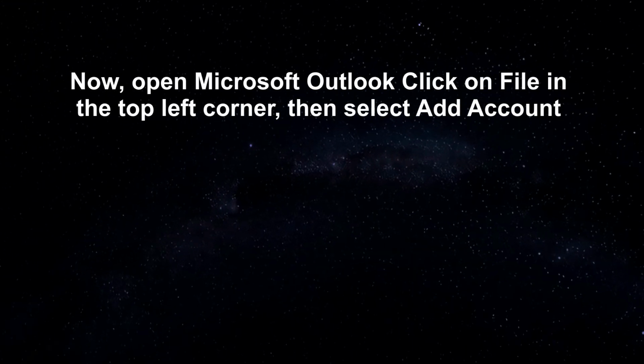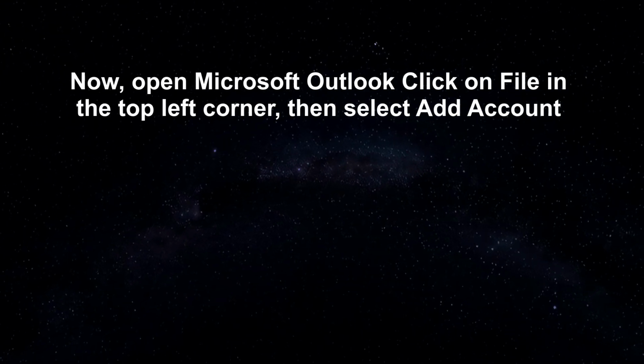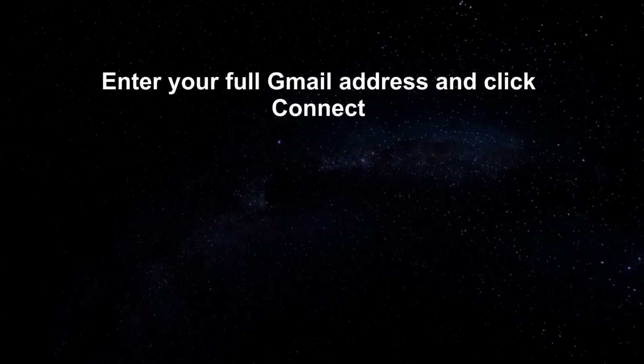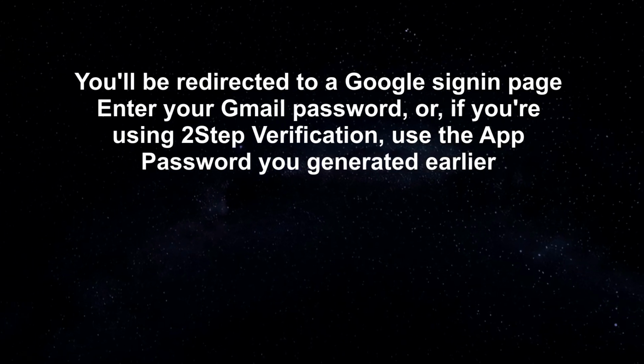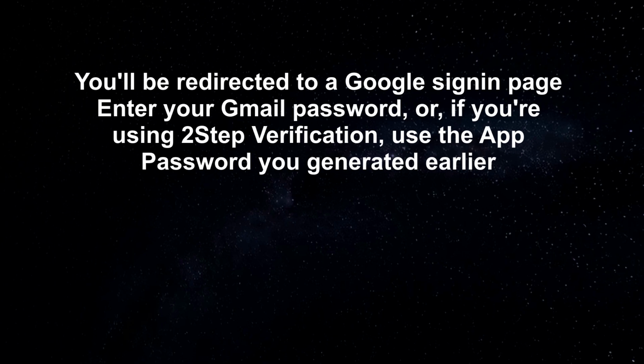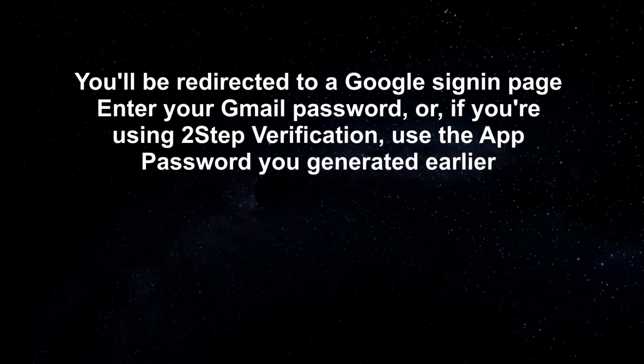Now open Microsoft Outlook, click on File in the top left corner, then select Add Account. Enter your full Gmail address and click Connect. You'll be redirected to a Google Sign-In page. Enter your Gmail password, or if you're using two-step verification, use the app password you generated earlier.